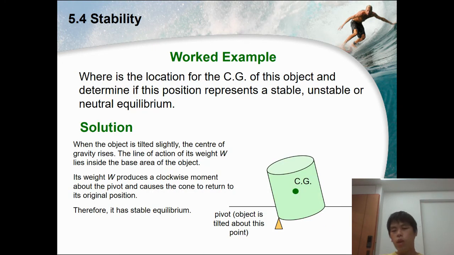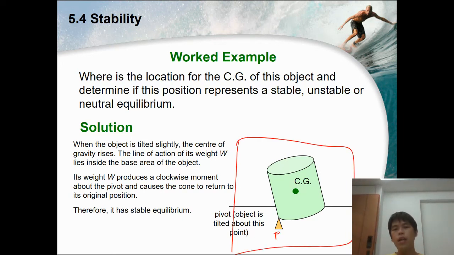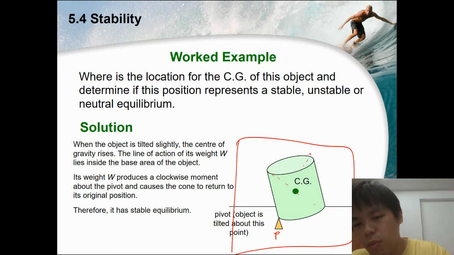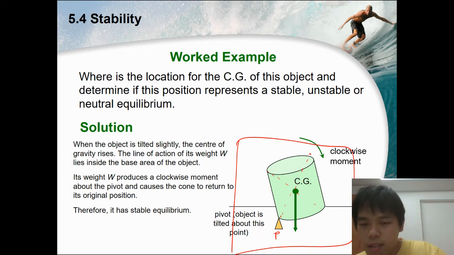Okay, so we have an object here. It's tilted about a pivot here. So they're asking, where is the center of gravity, and is this stable, unstable, or neutral? The center of gravity is at the geometric center of the object. This is the weight. Yeah, it's drawn in, so let me remove mine. This weight itself, there's a pivot here.